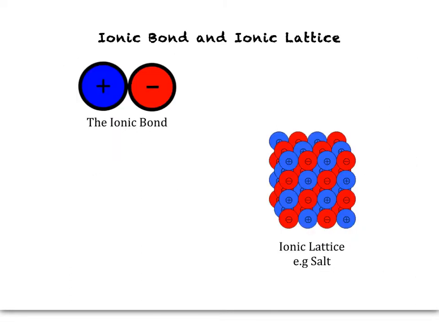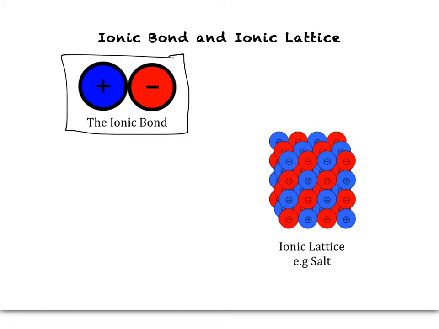Ionic bond and ionic lattice. Metals form positive ions and non-metals form negative ions. The positive cation attracts the negative anion, forming an ionic bond. Remember, it is called an ionic bond as it is made up of ions.